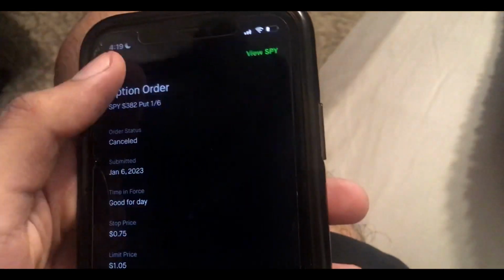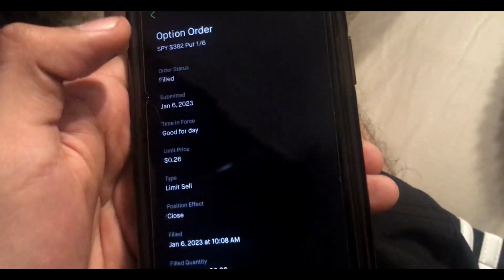And this one too, we moved the stop loss up, and for some reason it didn't go, so we had to cash it out at 0.20, bro. What, Robinhood, what is this, bro?